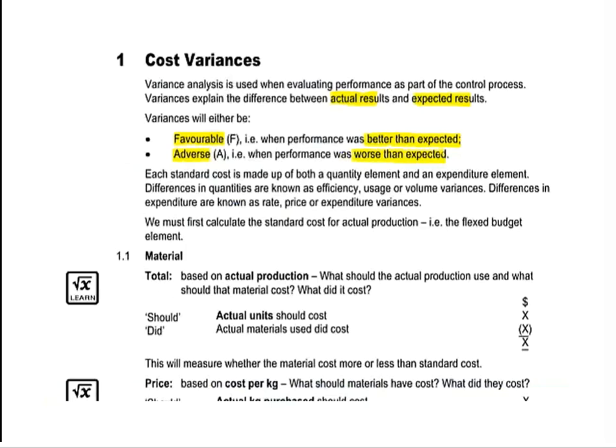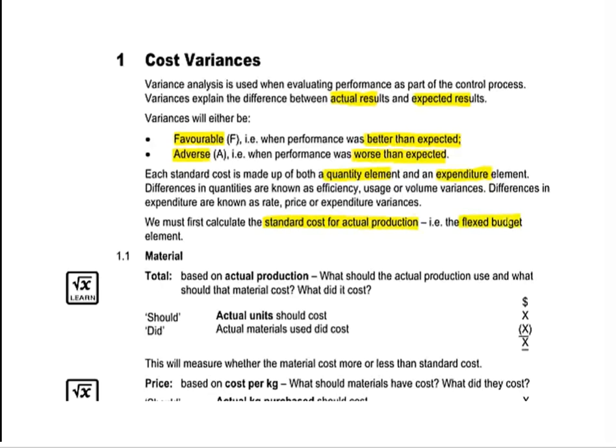And because each standard cost is made up of both a quantity and an expenditure element, we'll have two variances. So for example, for materials, we'll have an efficiency variance based on the amount of materials that was used, or a usage variance, and we'll have an expenditure variance based on the price of the raw materials. What we need to do then, first of all, is work out how much the standard cost was for the actual production. And that's the flex budget element that we were seeing in chapter 13.